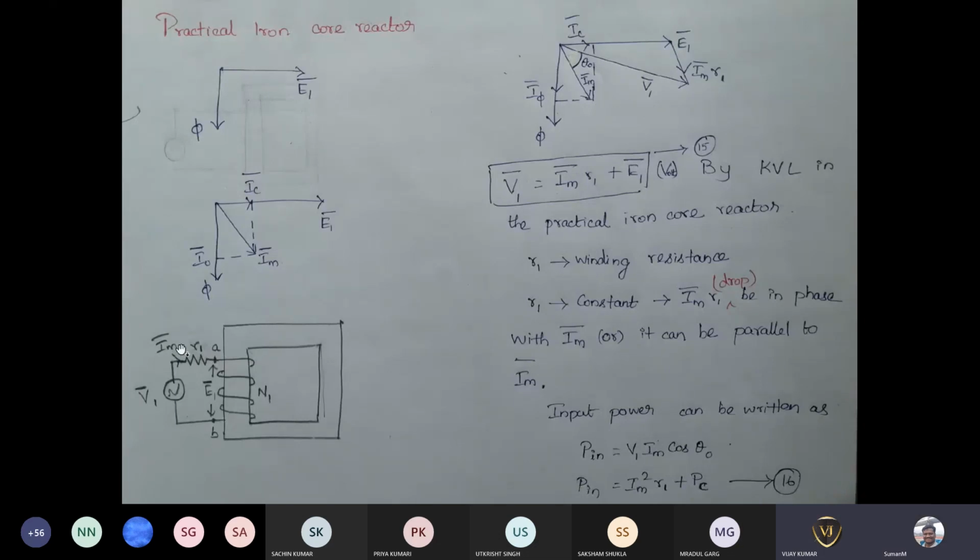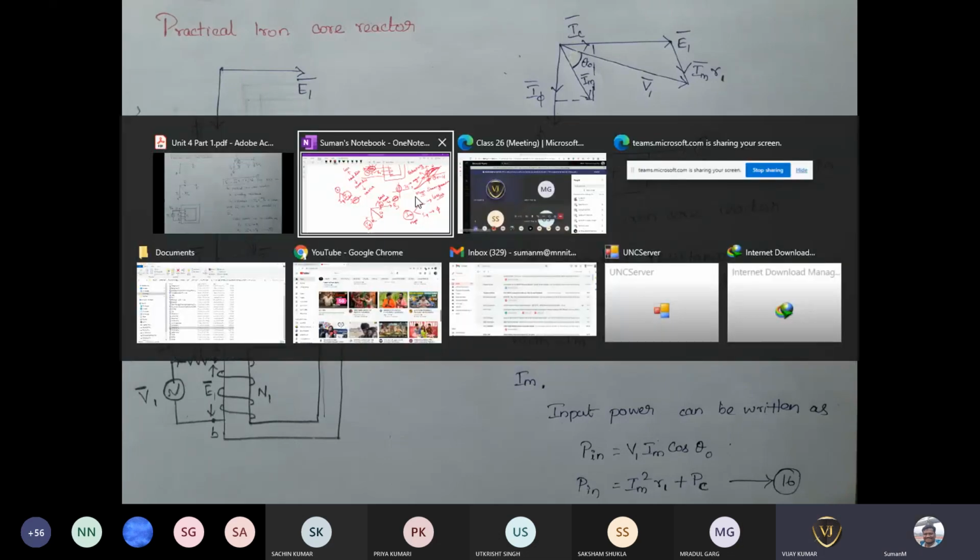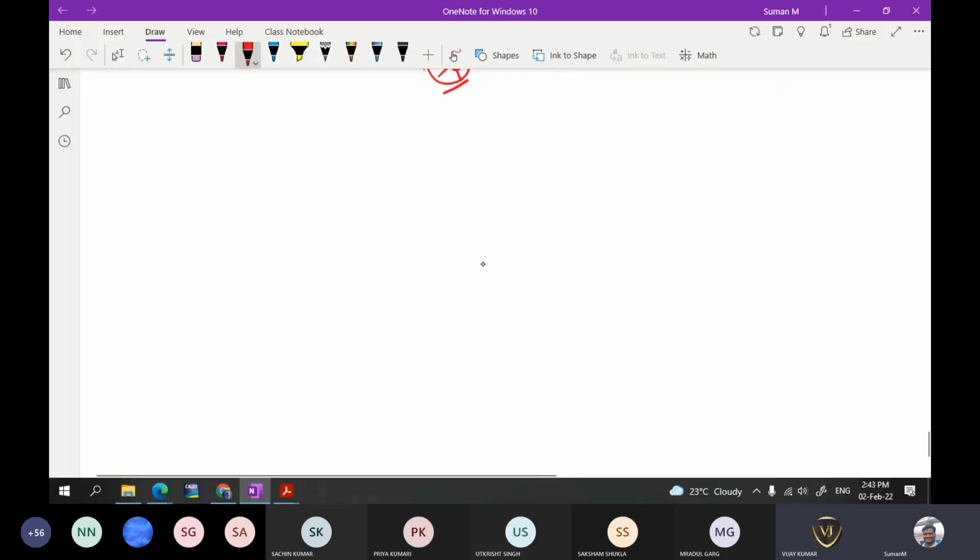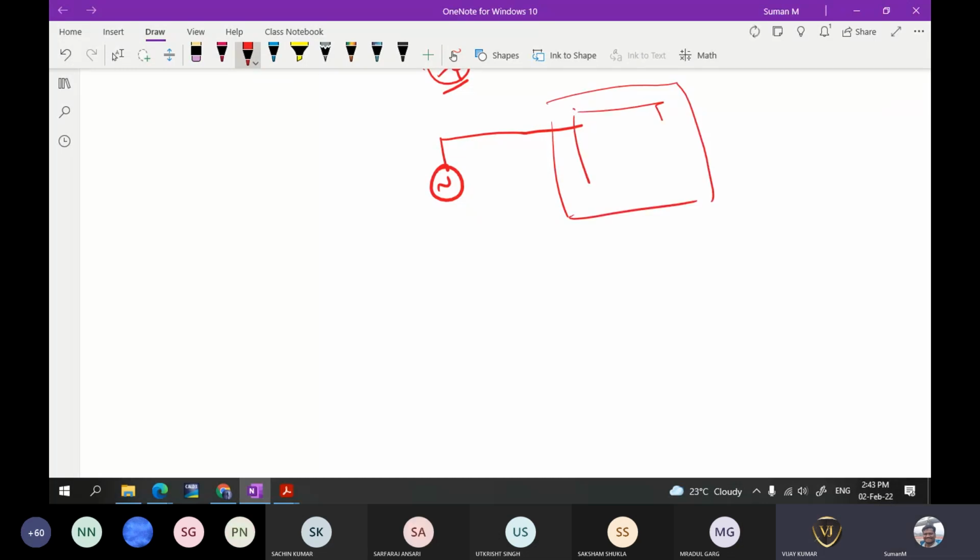That is the resistance R1. In that resistance R1 there is some voltage drop. In the previous case, in the practical transformer, we considered one condition: when it was represented like this, whatever the EMF, this is V and E1. So here V is equal to E1.